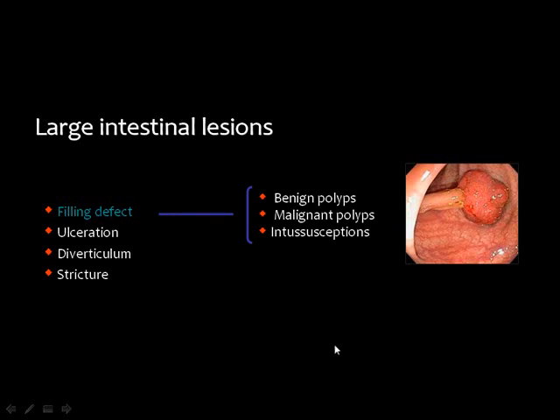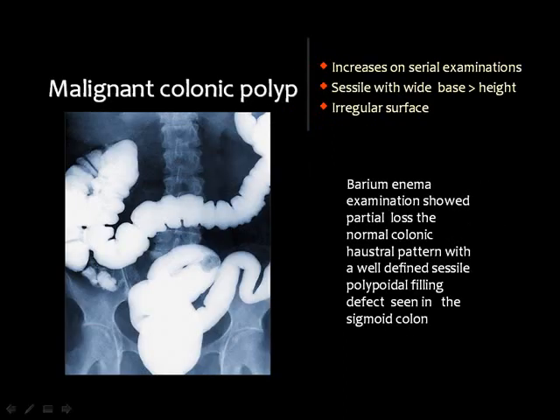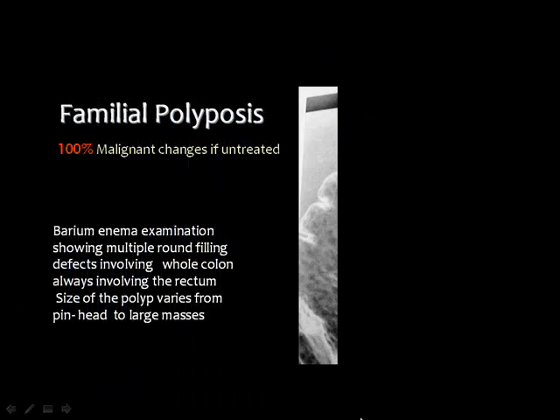Then polyps of the colon or filling defects in the colon may result from benign polyps, malignant polyps, and in some cases intussusception. In order to differentiate between benign and malignant polyps, the benign polyps usually have a pedicle and a smooth outline as well. And you can see multiple polyps in the colon showing the benign characters, pedunculated appearance with a smooth surface. But the malignant polyps are usually sessile with no pedicle and an irregular outline of the polyp itself.